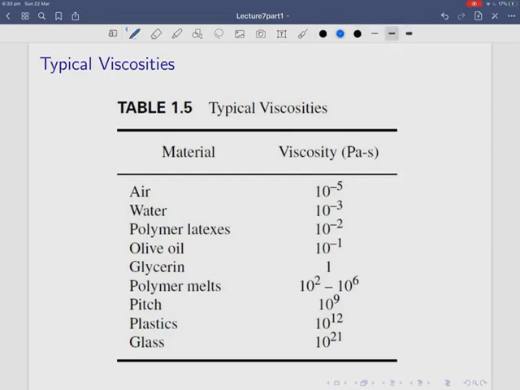So we can go to, for instance, olive oil, which has a viscosity which is, again, 100 times more than water. And glycerin, which, depending on what the temperature is, is again 10 times more than olive oil. Polymer melts, plastics, if you melt some plastic, it has even higher viscosity. Pitch, even higher still. And at the moment I'm doing some glass courses at ANU, and glass has an incredibly high viscosity, but it does flow, and that's very, very temperature dependent.